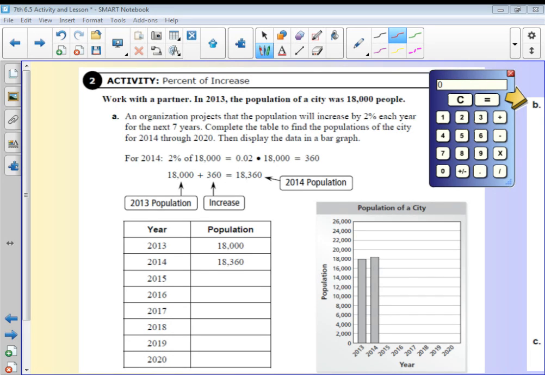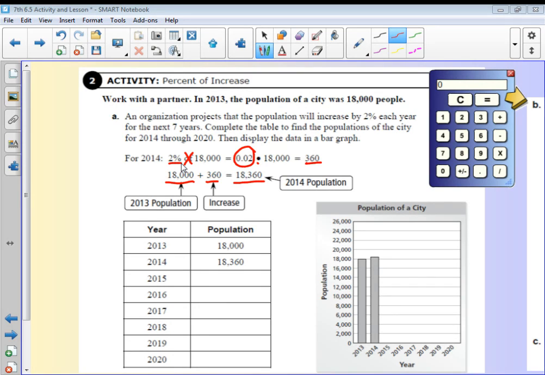In order to get 2014, what they did is they took 2%, which is 0.02, of 18,000. In math, of means to multiply, so that's how we have multiplication. 0.02 times 18,000 gave them 360. They then added the original population plus the increase, and that's how they got 18,360. So now we're going to work off of that.